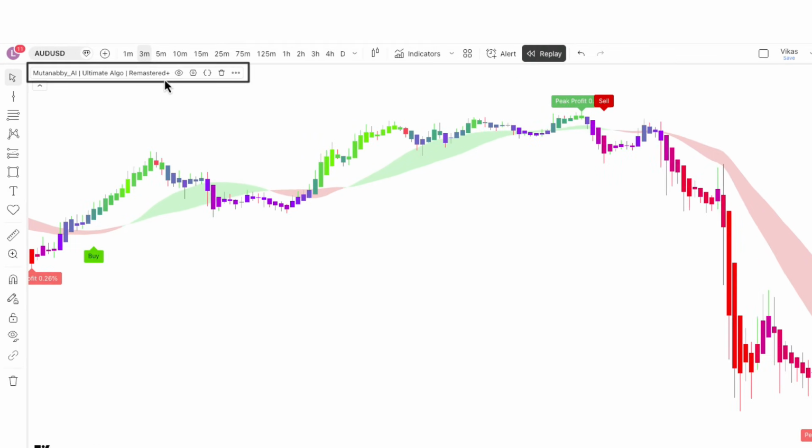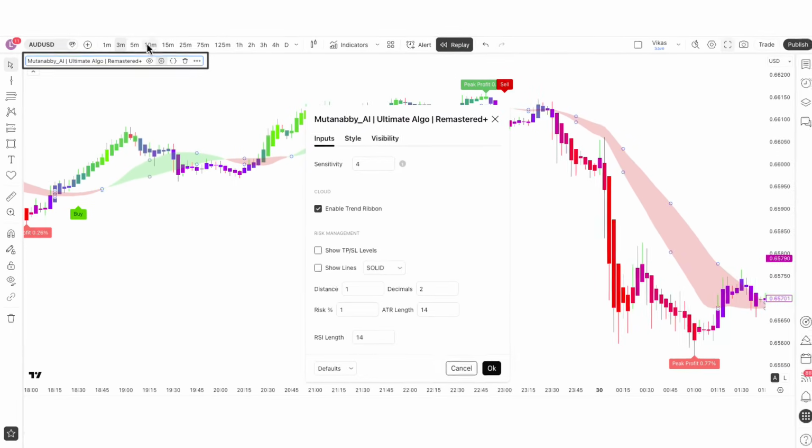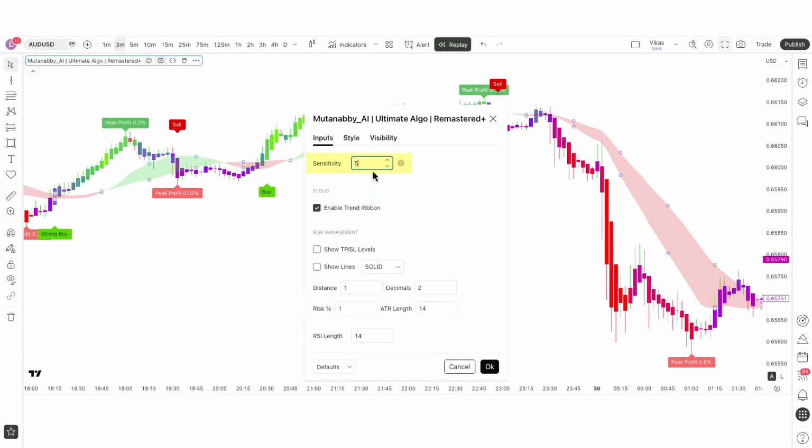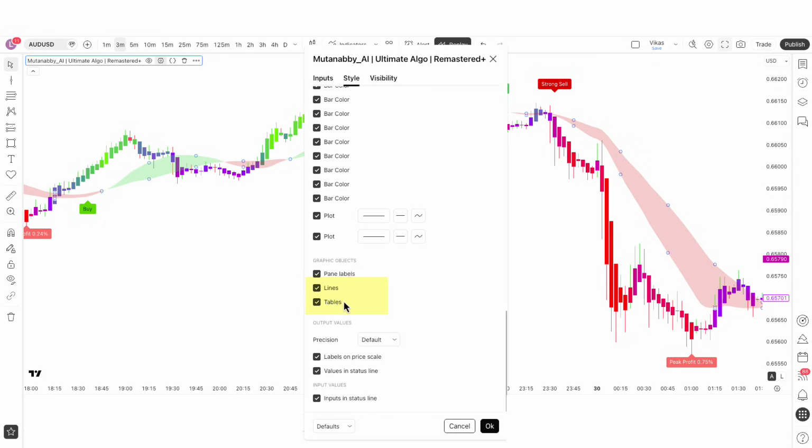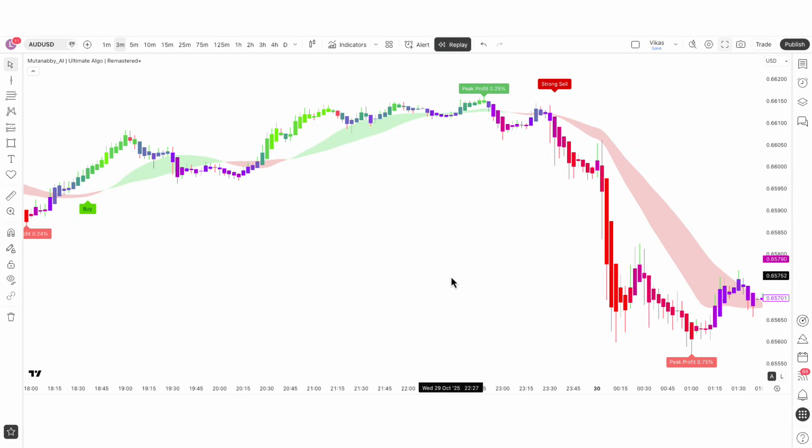Now the indicator settings change for perfect signals. First, we change sensitivity from 4 to 5. After that, change ATR length from 14 to 12. We have to keep these options hidden. Here everything is fine after that. Click OK. Now we'll add one more indicator to make this strategy more powerful.